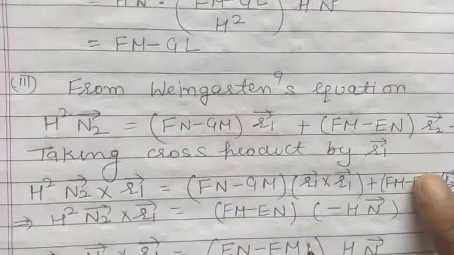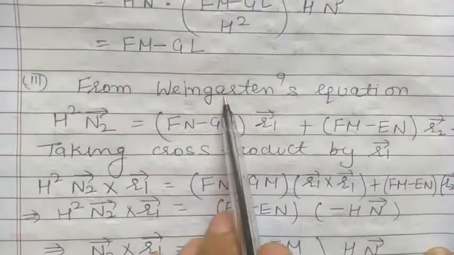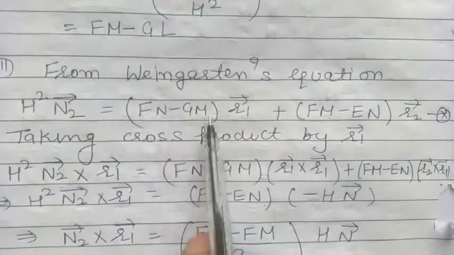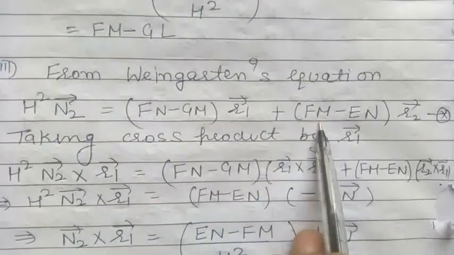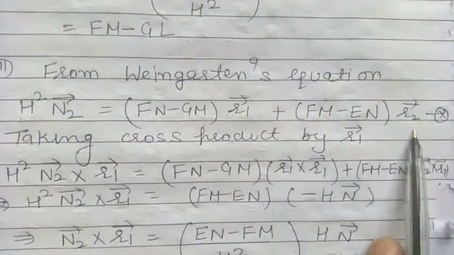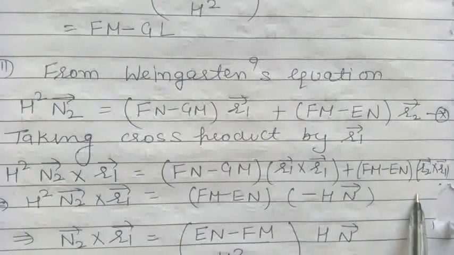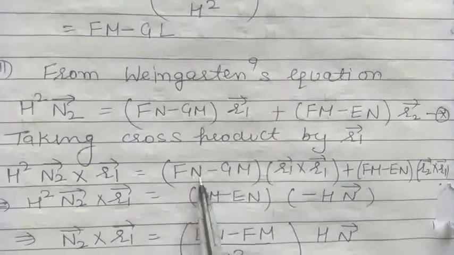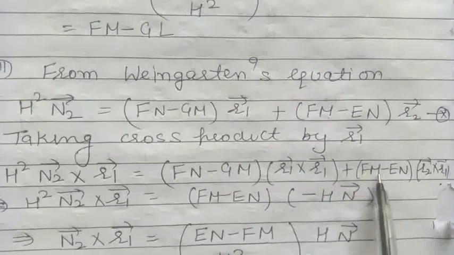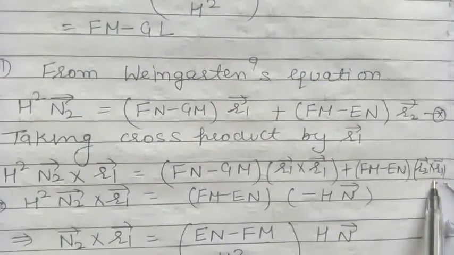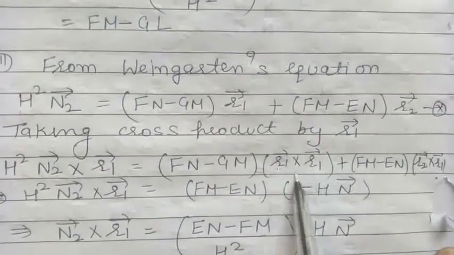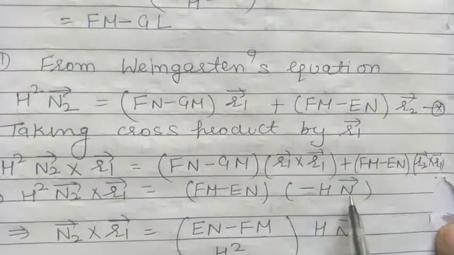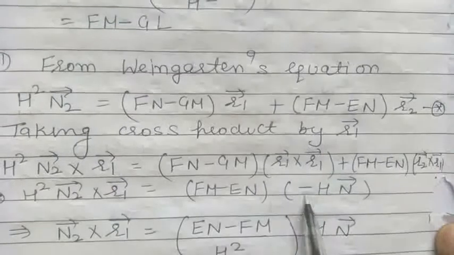Now to prove the third deduction, we will use again the second Weingarten equation. The second Weingarten equation is h square n2 is equal to fn minus gm into vector r1 plus fm minus en into vector r2. Now let us take the cross product by vector r1 on both sides. We get fn minus gm into r1 cross r1 plus fm minus en into r2 cross r1. Now because r1 cross r1 will be 0, and because r1 cross r2 is h into vector n, r2 cross r1 will be minus h into vector n.